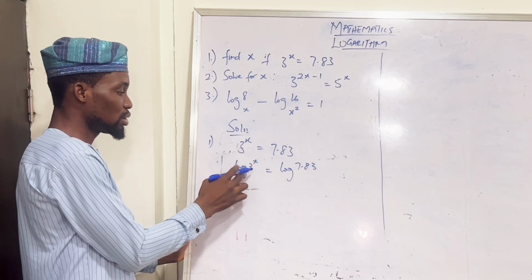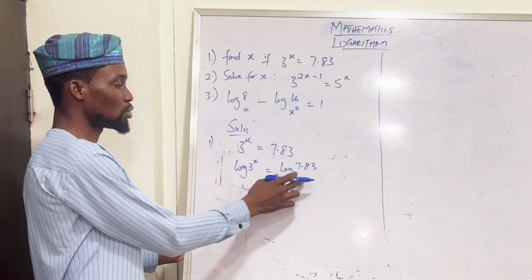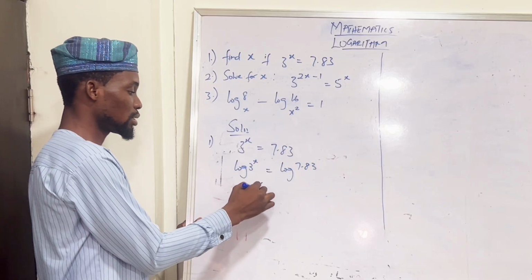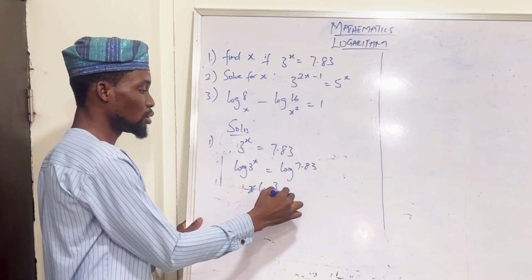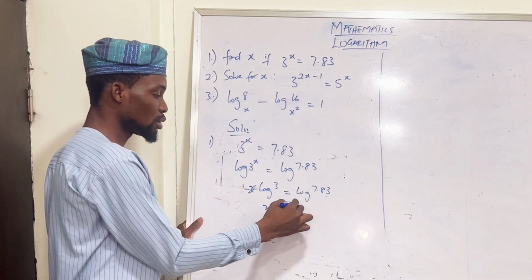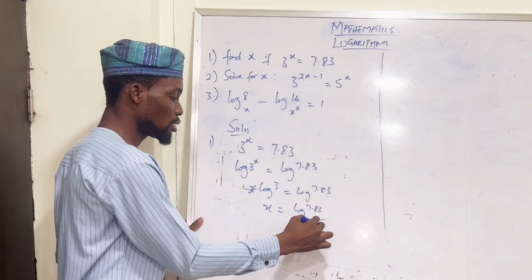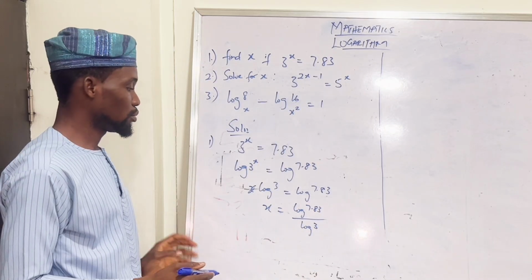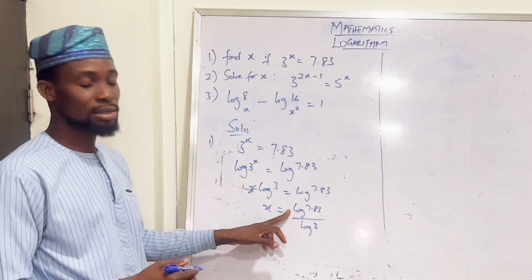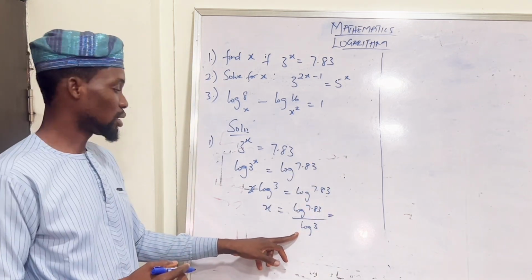At this point, I have log 3 raised to power x. Automatically, this is in base 10. Equals log 7.83. x comes to the front, so x log 3 equals log 7.83. Finally, x becomes log 7.83 divided by log 3. When you punch your calculator for log 7.83, whatever you get divided by log 3, that will be your value for x.